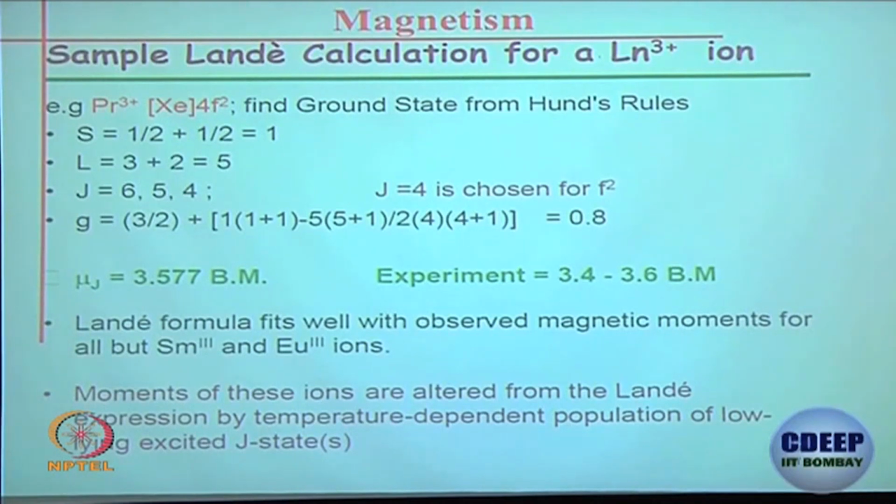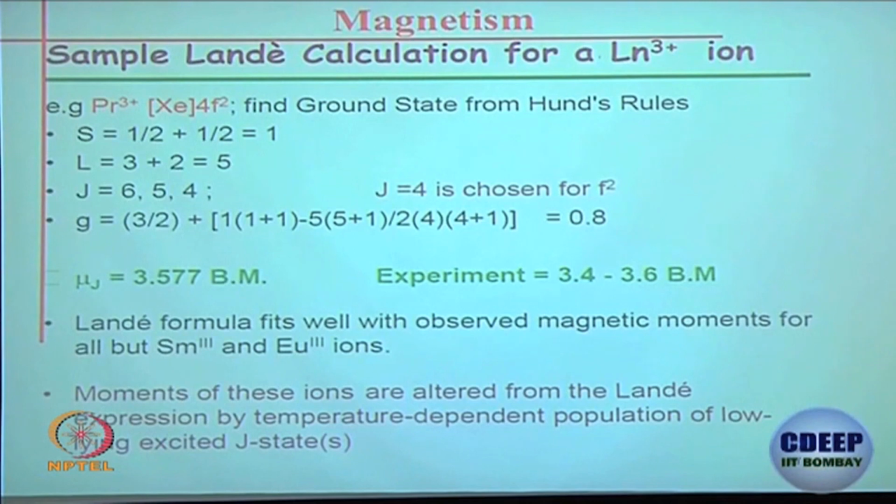For d, it was plus 2, plus 1, 0, minus 1, minus 2, if it is degenerate, and so on. For p, it will be plus 1, 0, minus 1. Anyway, this is the L value, the summation of ML: 2 unpaired electrons, 3 and 2, gives 5. Now J, in this case, since it is less than half filled, less than 7 electrons, f can have 14 electrons, 2 is less than half, so L minus S, 5 minus 1, 4.